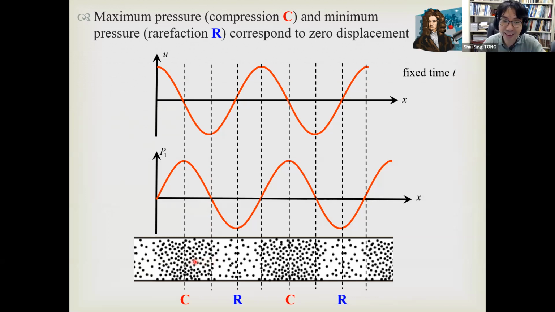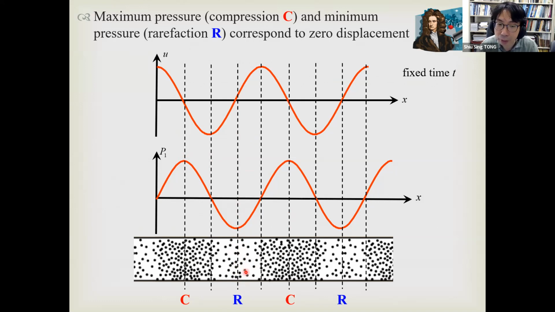So what happens is that this becomes a compression in the middle. The particle here moves to the right, and the particle here moves to the left, right? So the two sides are compressing the middle one, so here becomes a compression, which is exactly represented by the maximum value of P1. And similarly, if you look at this position, which is a rarefaction, this position has the lowest pressure, right? P1 is smallest.